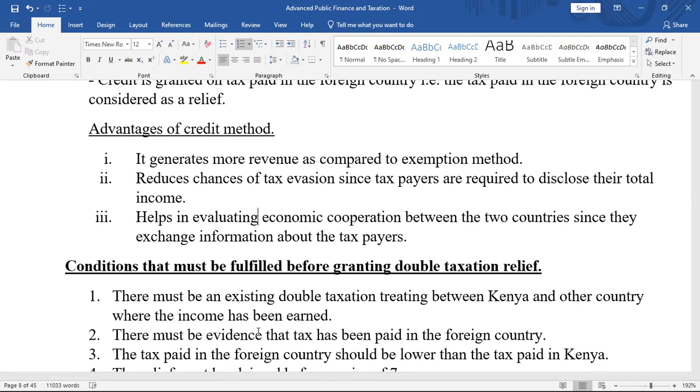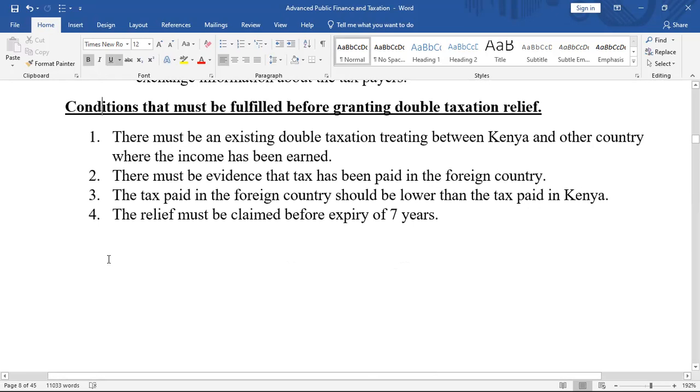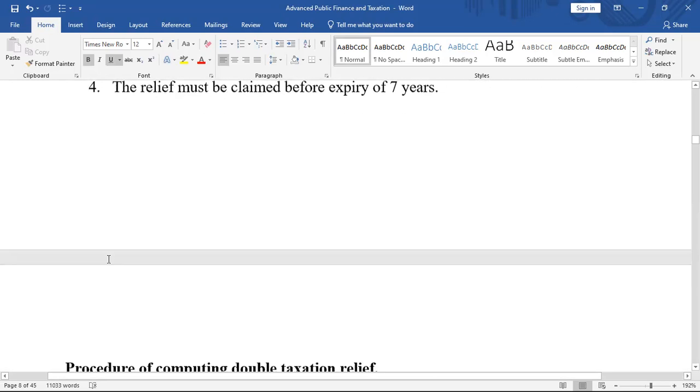Another advantage is that it helps in evaluating economic cooperation between the two countries, since they exchange information about the taxpayers. Then also, we are going to get more income due to the combination of the income generated in separate countries.